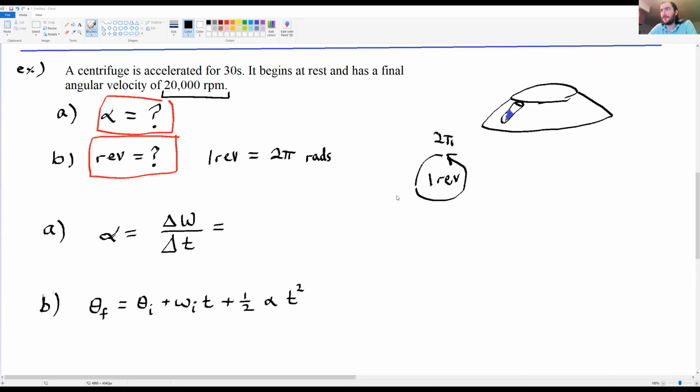I'm going to start filling in a little bit more information here. You actually change this.